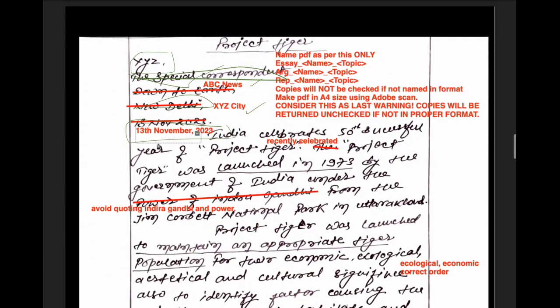You do not write your city, your date. For now, your exam is scheduled on 8th of August 2024, if I'm not wrong. So you start practicing by writing 8th of August 2024. Now, how do you write it? You write it 8th August, comma 2024. Like I have written over here, 13th November 2023. This is the correct format.